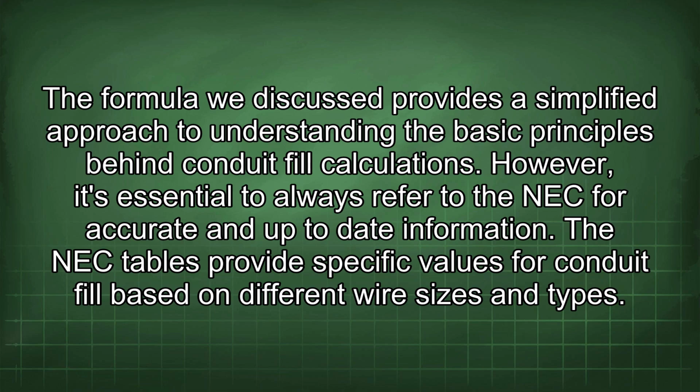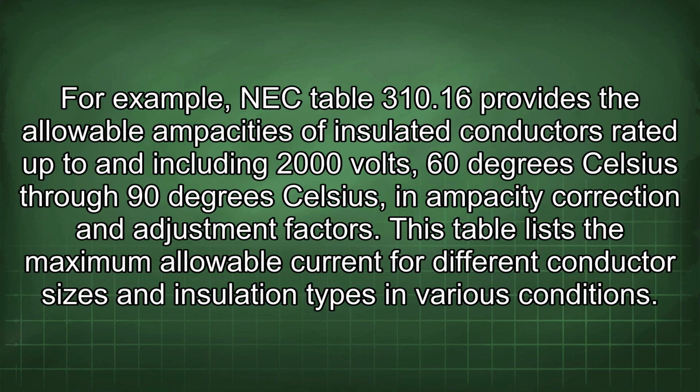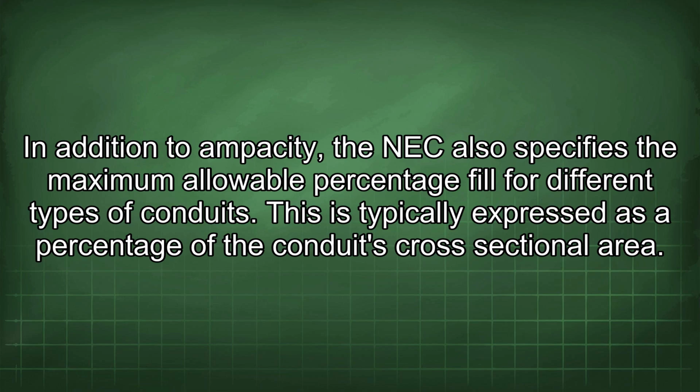The NEC tables provide specific values for conduit fill based on different wire sizes and types. For example, NEC Table 310.16 provides the allowable ampacities of insulated conductors rated up to and including 2000 volts, 60 degrees Celsius through 90 degrees Celsius, with ampacity correction and adjustment factors. This table lists the maximum allowable current for different conductor sizes and insulation types in various conditions. In addition to ampacity, the NEC also specifies the maximum allowable percentage fill for different types of conduits. This is typically expressed as a percentage of the conduit's cross-sectional area.